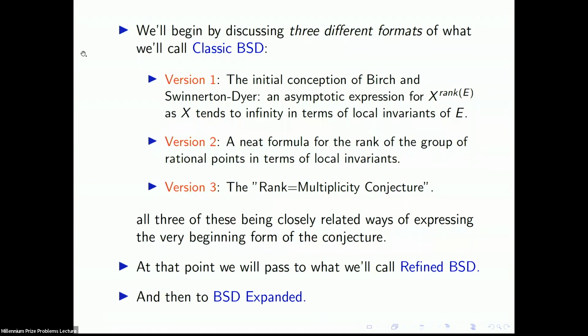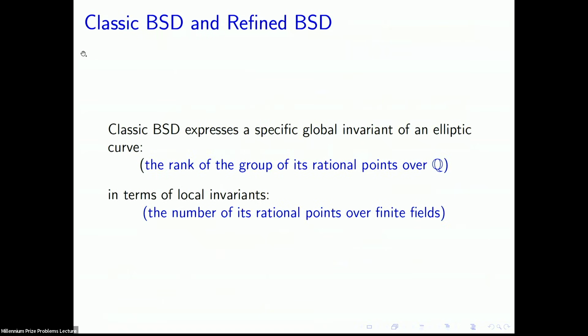Now, at that point, we'll pass to what I'll call refined BSD. And as I said a minute ago, it evolves, it evolves, it evolves. And finally, to what I'll call BSD expanded. Okay, as I said a few minutes ago, classic BSD expresses a specific global invariant of an elliptic curve, the rank of the group of its rational points over Q, in terms of local invariants, the number of its rational points, but over finite fields.